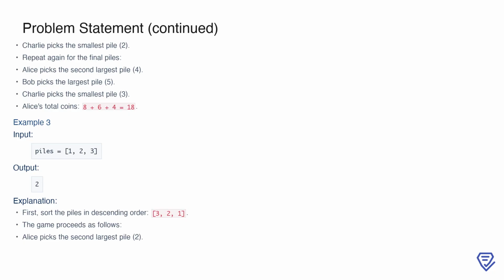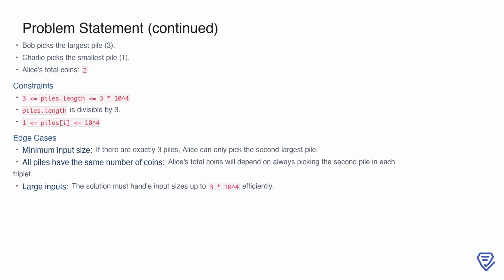Now, let's consider a smaller case. If the input is piles equals 1, 2, 3, we first sort the piles in descending order, resulting in 3, 2, 1. In this case, Alice only gets one turn because there are just 3 piles. Alice picks the second largest pile, which is 2. Bob then picks the largest pile, which is 3, and Charlie takes the smallest pile, which is 1. Alice's total coins are simply 2. This value is returned as the output.